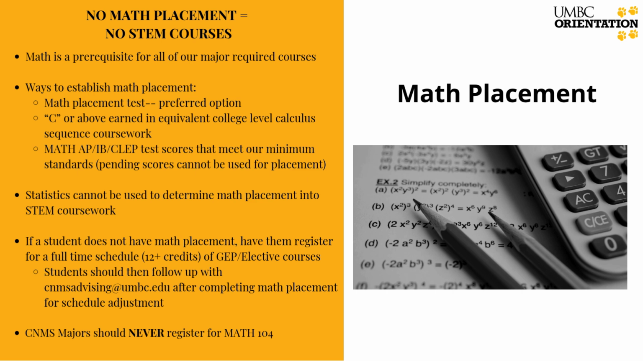If the student does not have math placement when they arrive for advising, have them register for a full-time schedule, which is 12 credits at minimum, of GEP and elective courses. Students should then follow up with the CNMS advising office after completing their math placement for schedule adjustment. Finally, it is also important to know that CNMS majors should not register for Math 104. It does not serve a purpose or as a prerequisite for the math classes they need in their major.